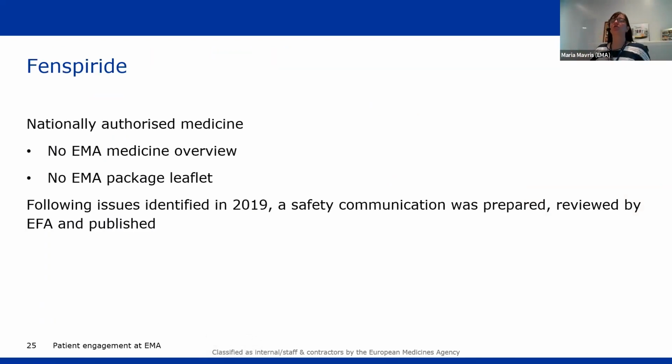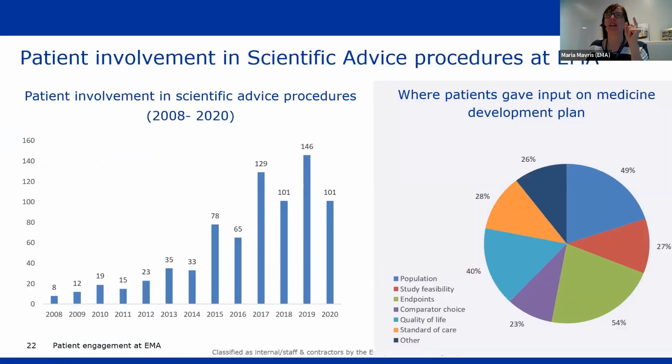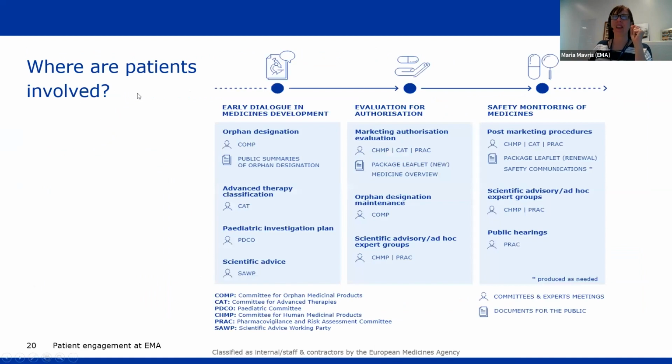So now I wanted to touch on Fenspyride, which is a medicine that is not authorized by EMA. It's a nationally authorized medicine. But before I do that, just let me quickly go back here and show you in this overall diagram. You can see that there are these documents that are produced and are reviewed by patients at every step of the way. So here, when there is an issue with the safety of a particular medicine, it'll be alerted by the safety committee or the PRAC, and then a safety communication will be produced, as you see here, produced as needed. And these safety communications are reviewed by patients before they are published.